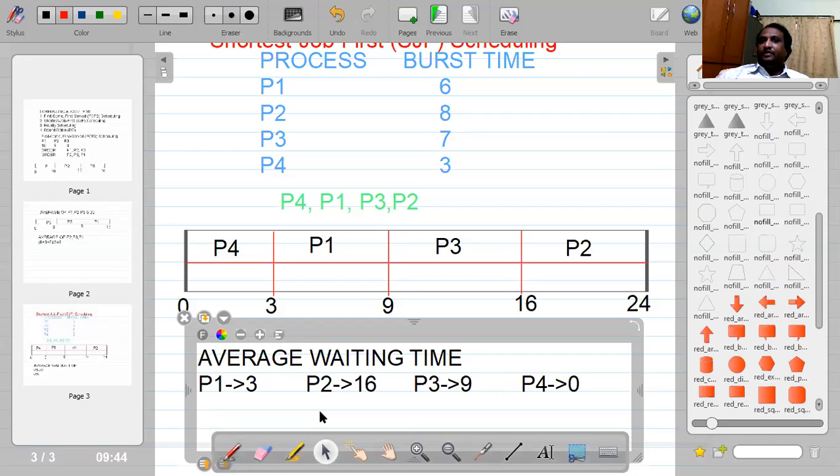Now we'll take the average waiting time. So 3 plus 16 plus 9 plus 0, all divided by 4. What is the value? 16 plus 9, 25. 25 plus 3, 28. 28 divided by 4 is 7.